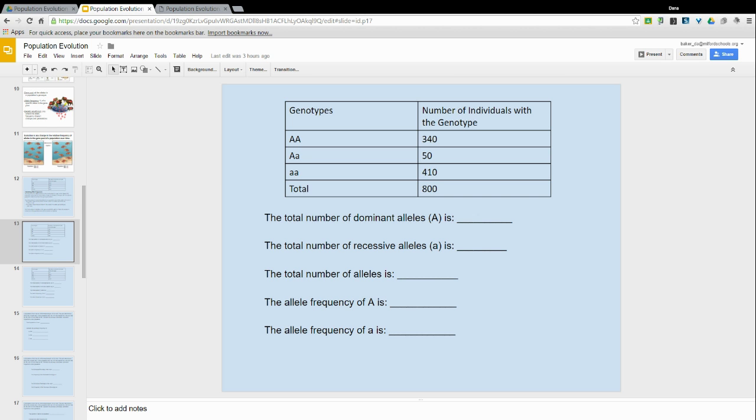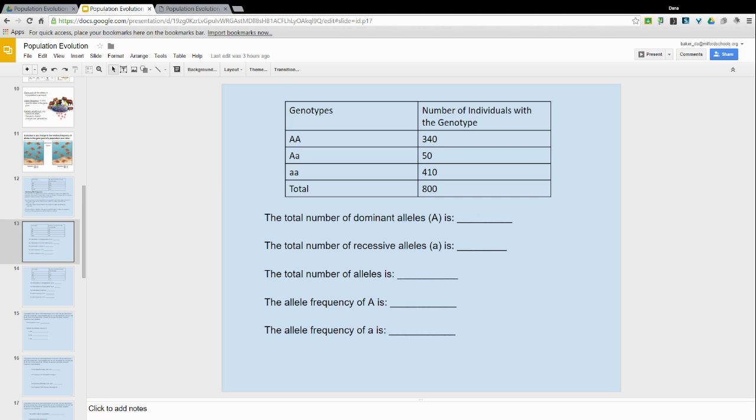The allele frequency of the dominant allele. We're going to take the grand total of our dominant alleles, which was 730, and divide that by the total of all of our alleles, which is 1600. That will give us the frequency of our dominant allele, which is going to be 0.46. Do the same thing with the little a allele. We will take the total of our little a alleles, which is 870. We have to divide that by the grand total of all of the alleles, which is 1600. And we'll get the frequency, which is 0.54.